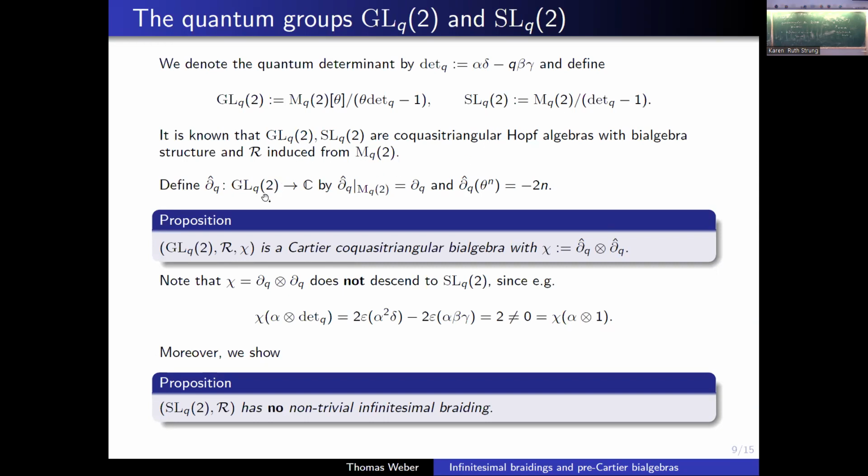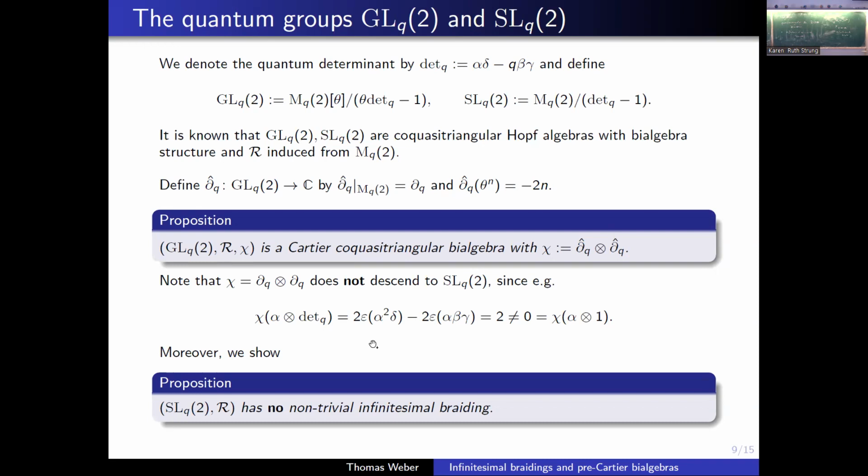Okay, so now we can extend our partial Q to GLQ2 by saying it's the same on MQ2, but on this extra generator theta, it should be -2. And you show that this new chi also gives you an infinitesimal R-form. The drawback is that this does not work well with SLQ2. You can show that this chi does not descend to SLQ2. I mean, it's an easy computation that shows that this cannot work.